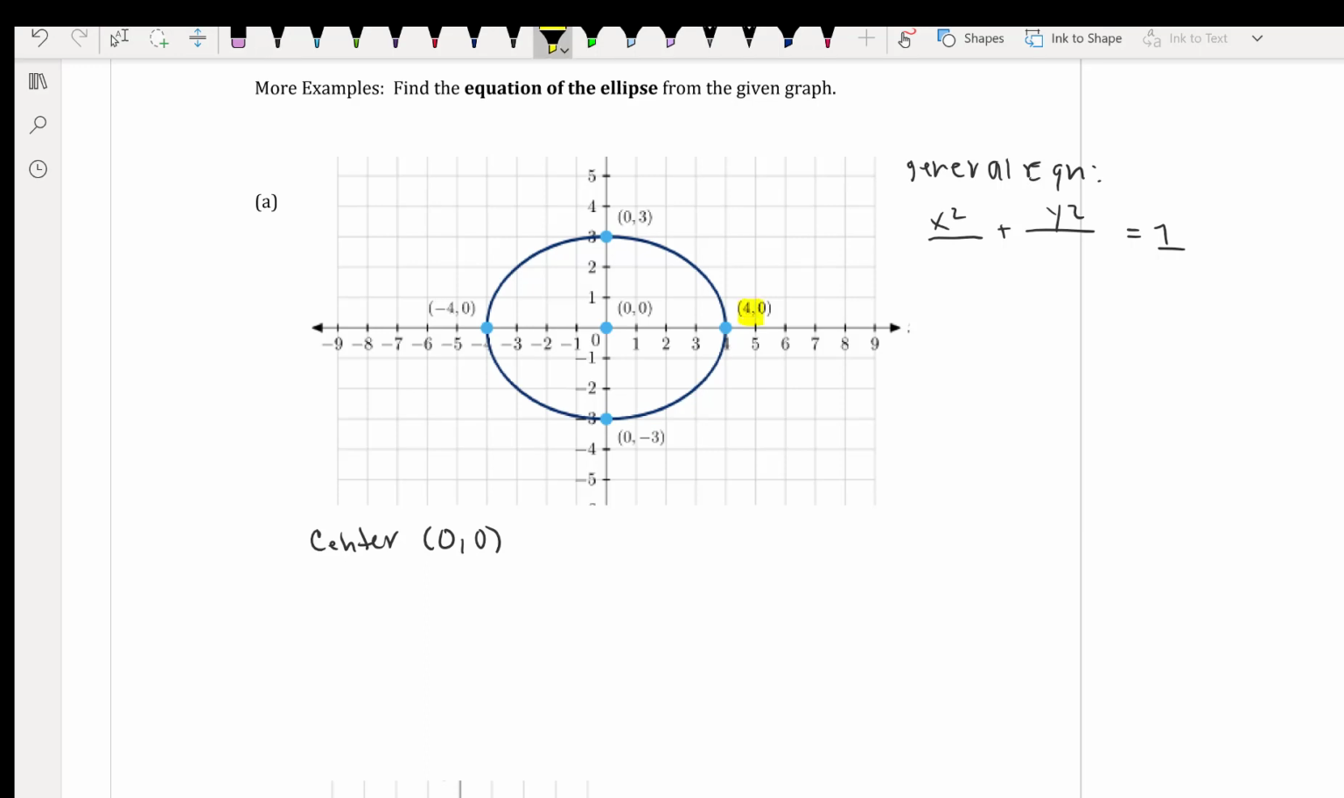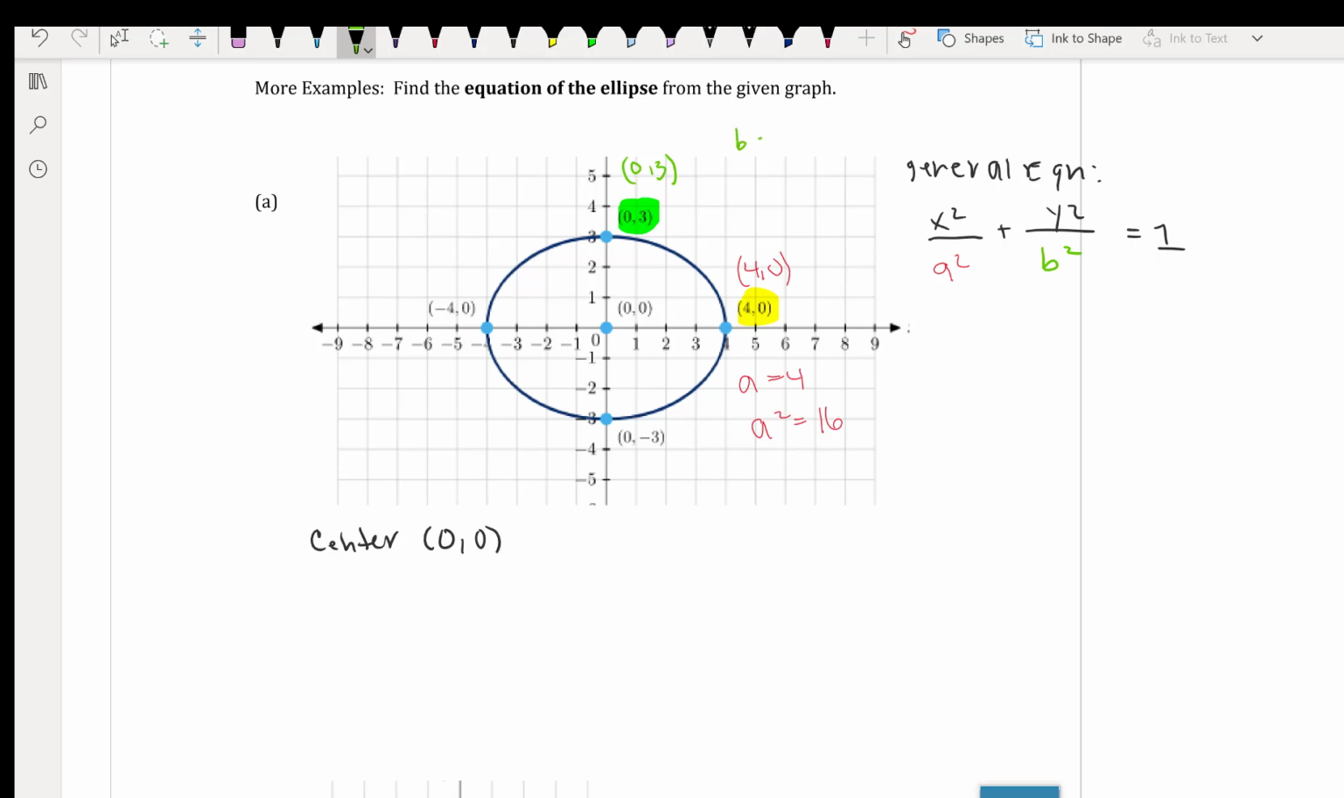So here, this is a 4, 0. So that means a value would be 4. Over here, I have it as a 0, 3. Okay. So what number is bigger, 3 or 4? 4 is bigger. So I would say that my a is equal to 4. Therefore, my a squared is equal to 16. And it's longer along the x-axis. So I'm going to have my a squared here and my b squared over here.